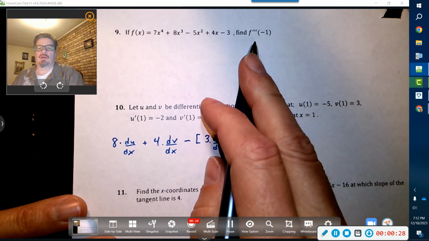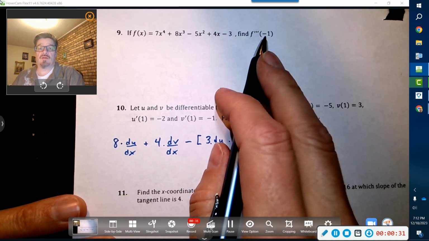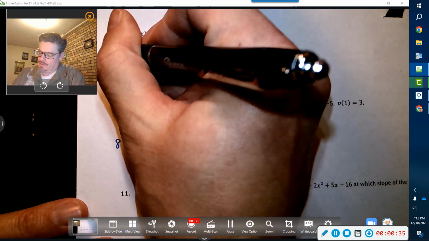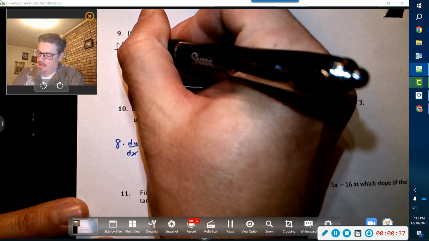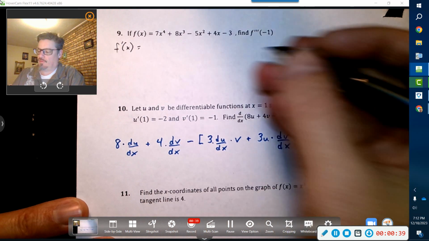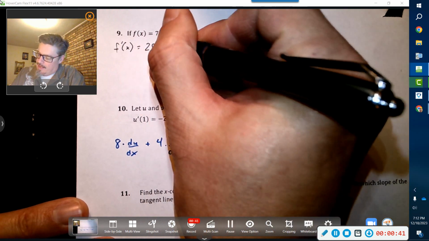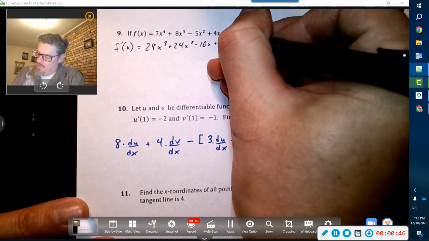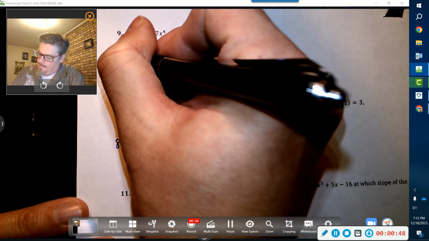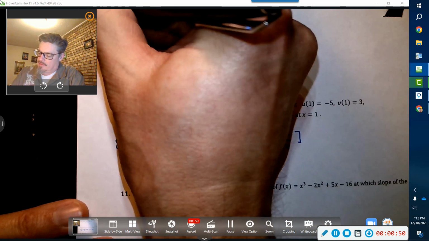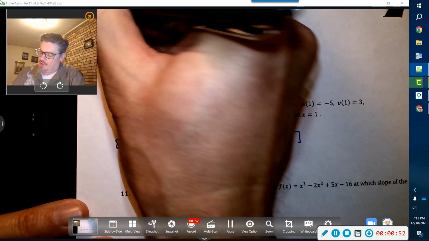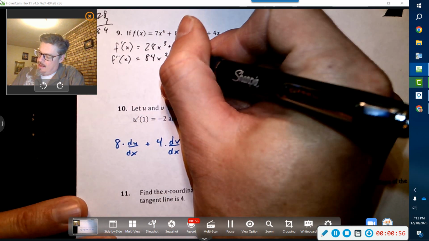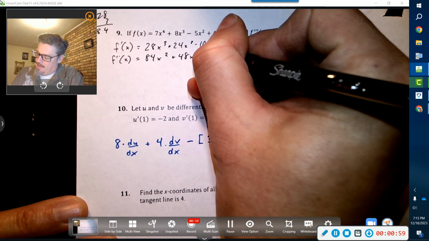All right, so it looks like we're supposed to take the third derivative and evaluate it at x equals -1. So here's what we'll do. We will just go ahead and take the first one. It's just a quartic polynomial, so no big deal. 28x to the third plus 24x to the second minus 10x plus 4. That's the first one. Okay, 28 times 3 is 84. So that's 84x to the second plus 48x minus 10.